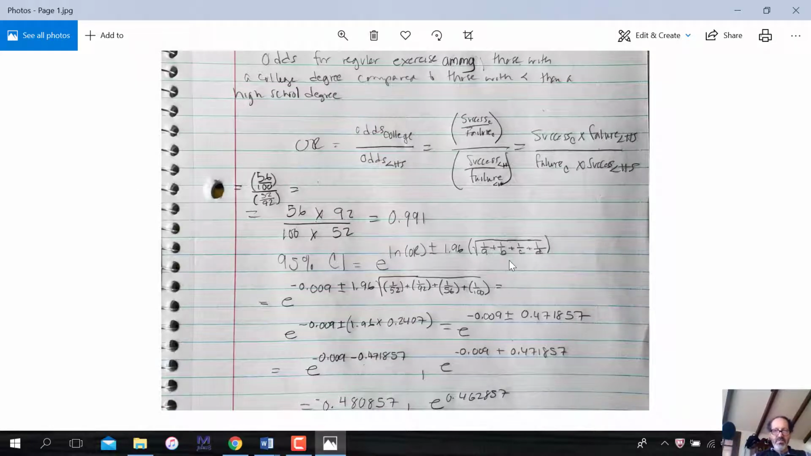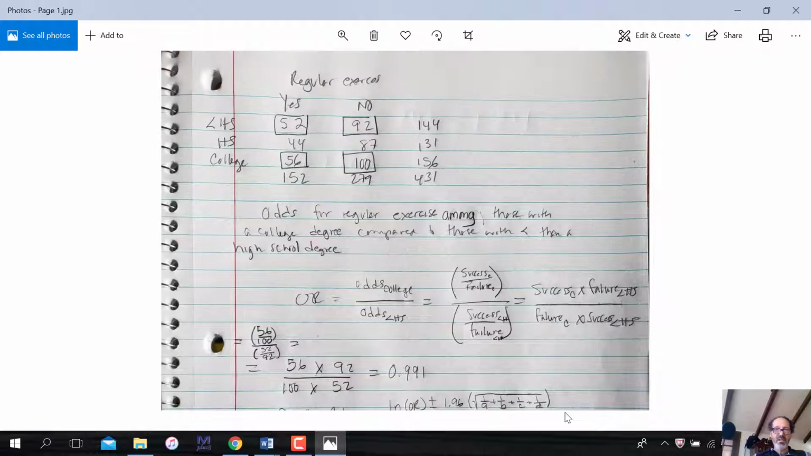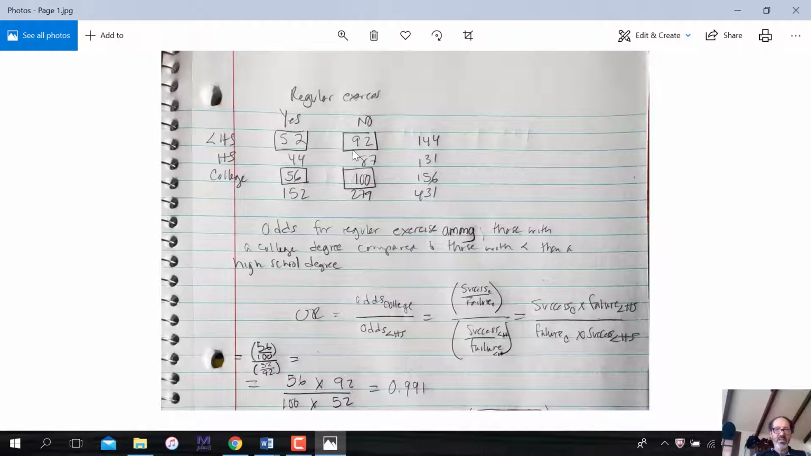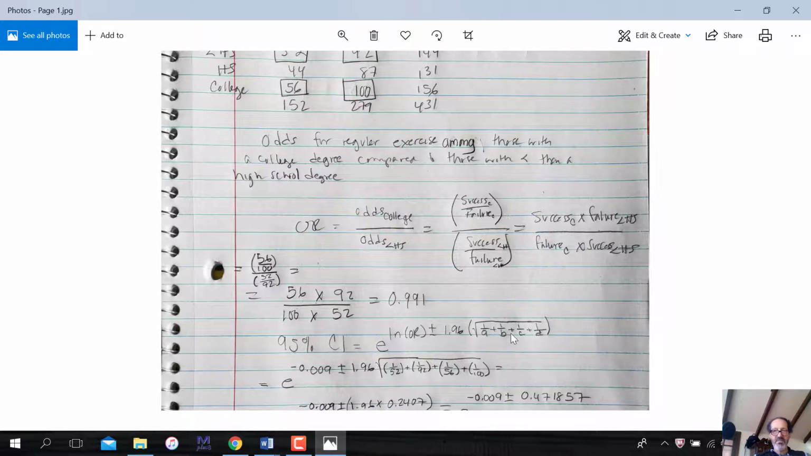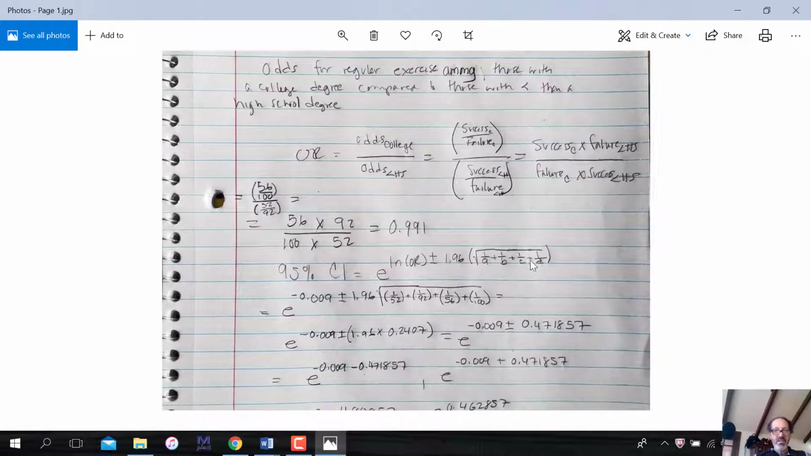Standard error for an odds ratio is 1 divided by A plus 1 divided by B plus 1 divided by C plus 1 divided by D, where these are the 4 cells, right? So there's 4 cells here. You can label them A, B, C, D. It doesn't matter which ones go first when it comes to the calculation of the standard error.